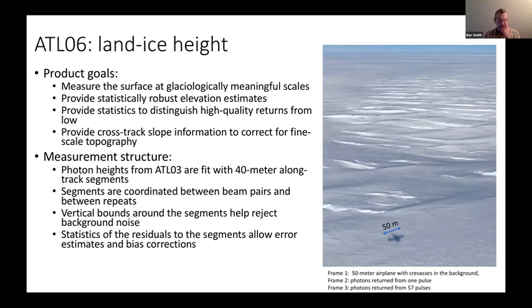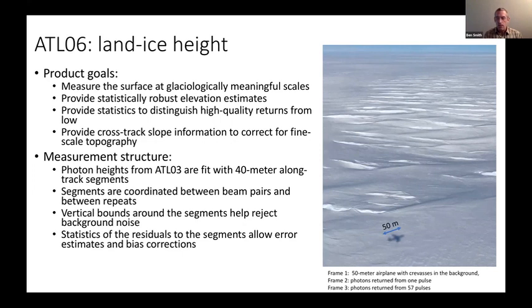The structure of ATL06 is photon heights from ATL03 that are fit with these 40 meter along track segments. The segments are coordinated between beam pairs and between repeats. So if you go to the same segment number within a beam pair, you'll find the same along track location for both beams. So you can directly measure the cross track slope by taking any two of these measurements.